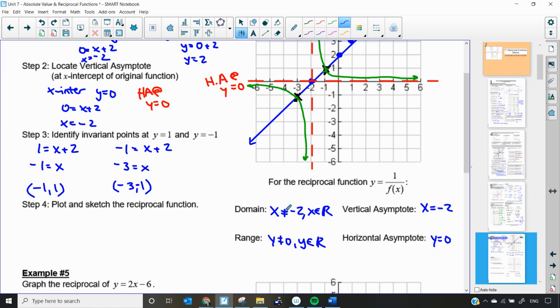Now notice that our domain and our asymptotes are very much related. And so here we're writing it as a restriction. X cannot equal -2, but the asymptote is actually the equation of a line. So it says x equals -2.